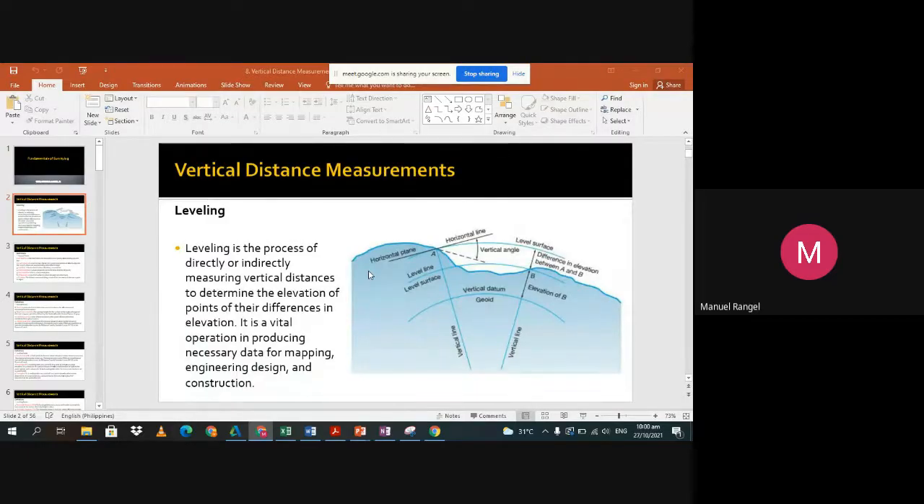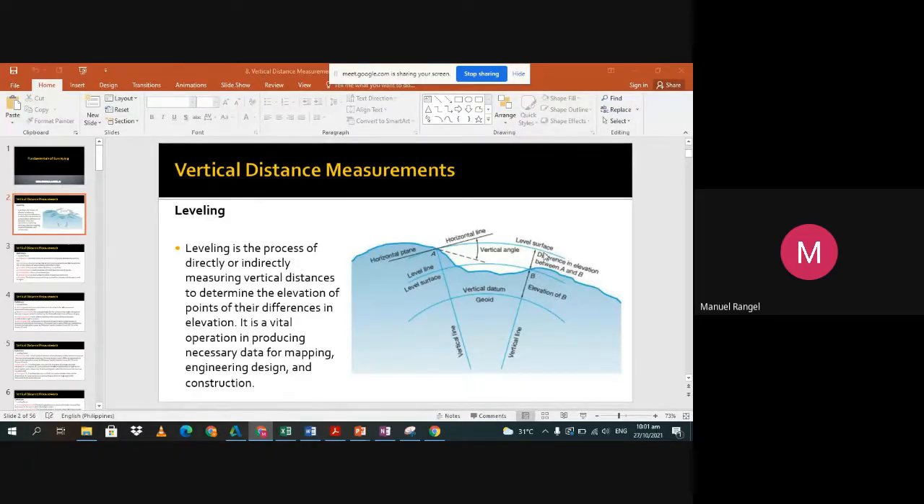So usually in leveling, what we measure is the vertical distance, the difference in their elevation, so that is the vertical distance. It's the process of correctly and directly measuring vertical distances to determine the elevations of points or their differences in elevations. It is a vital operation in producing necessary data for mapping, engineering design, and construction.